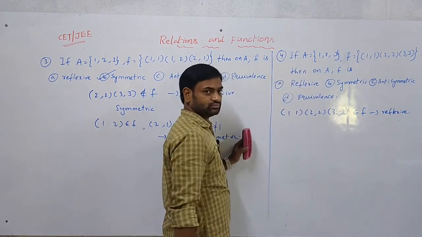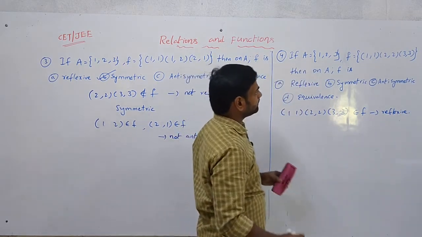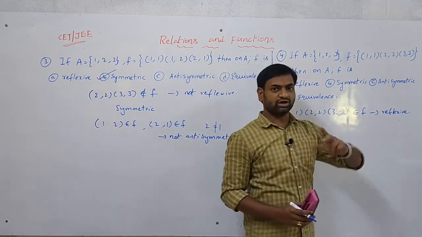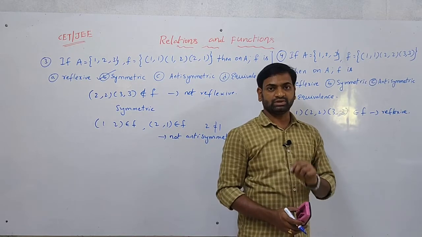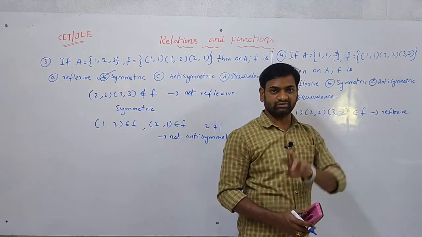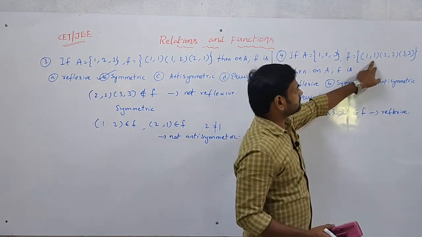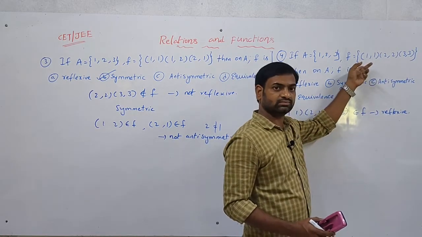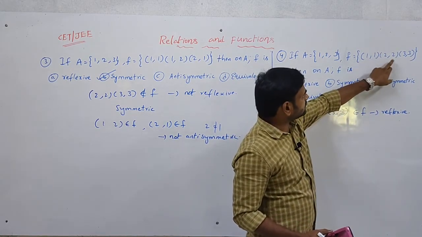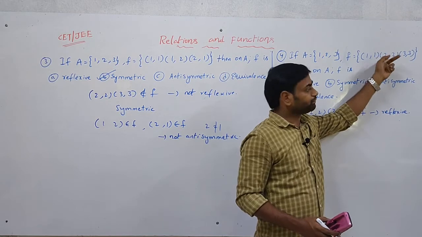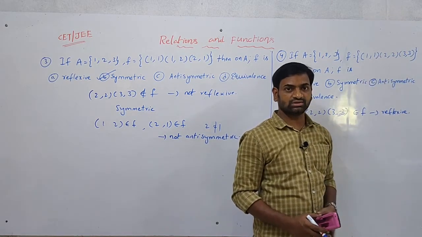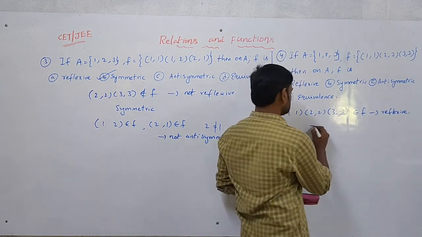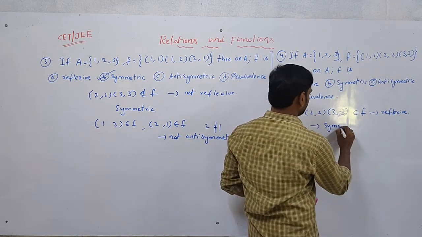Next, what about symmetric? For every ordered pair, the inverse should be in that relation. Reverse of (1, 1) is (1, 1). (2, 2), the reverse is (2, 2), which is there. (3, 3), (3, 3) is there. Yes, it is symmetric also.